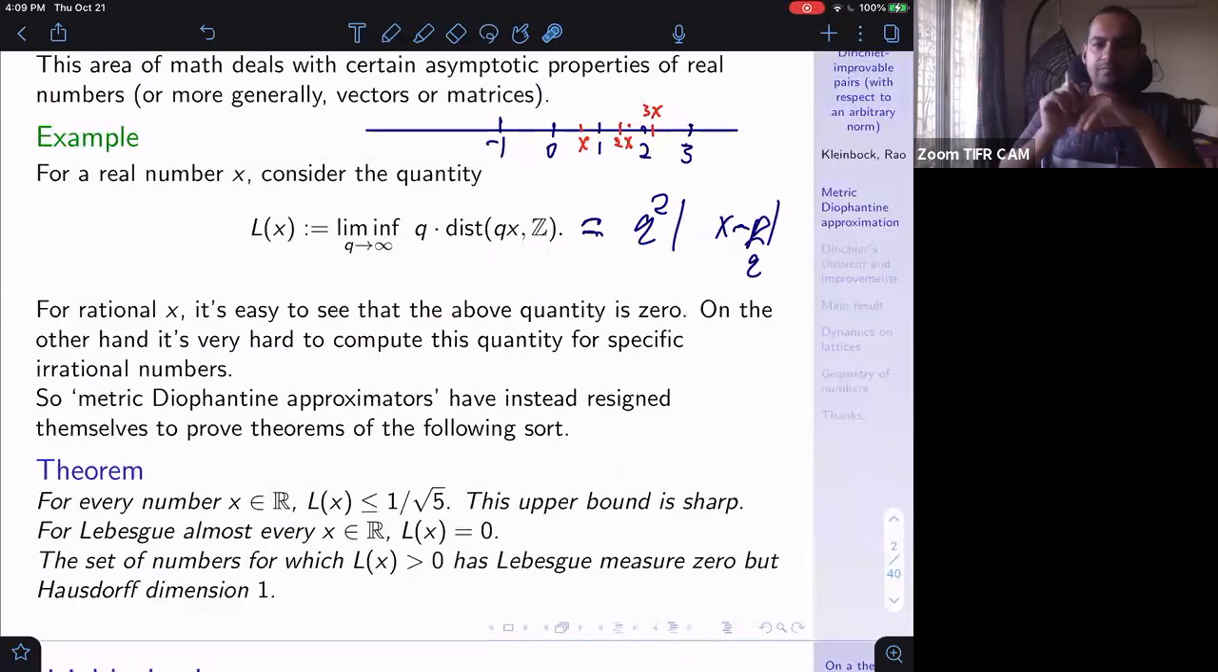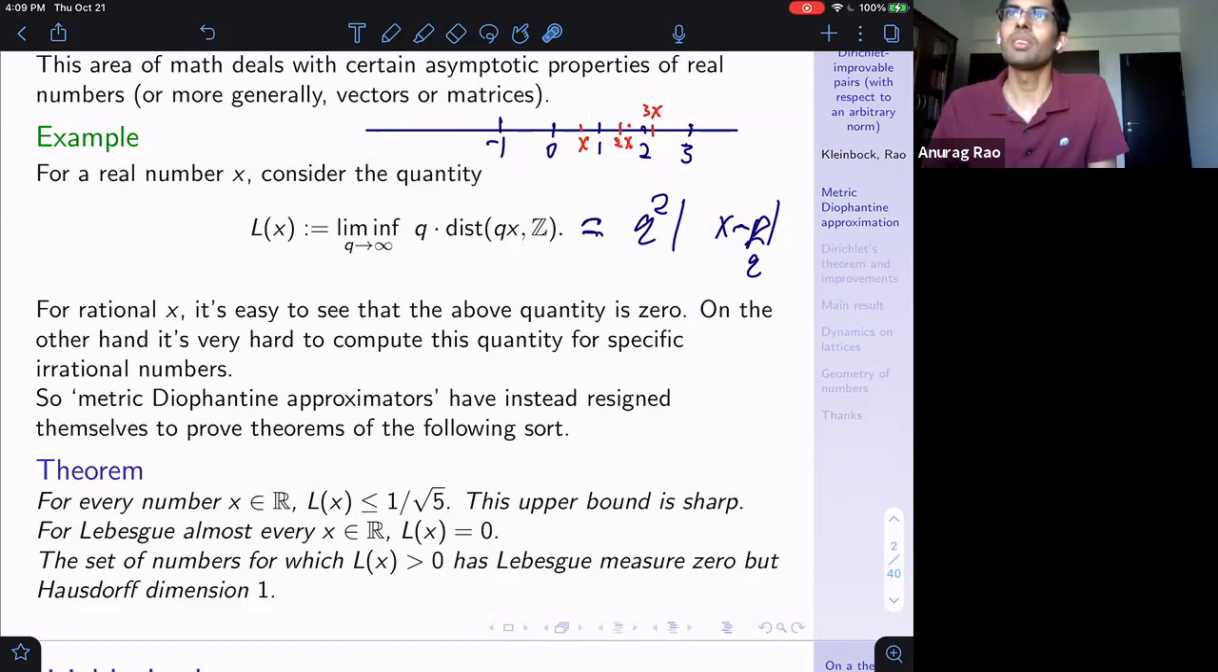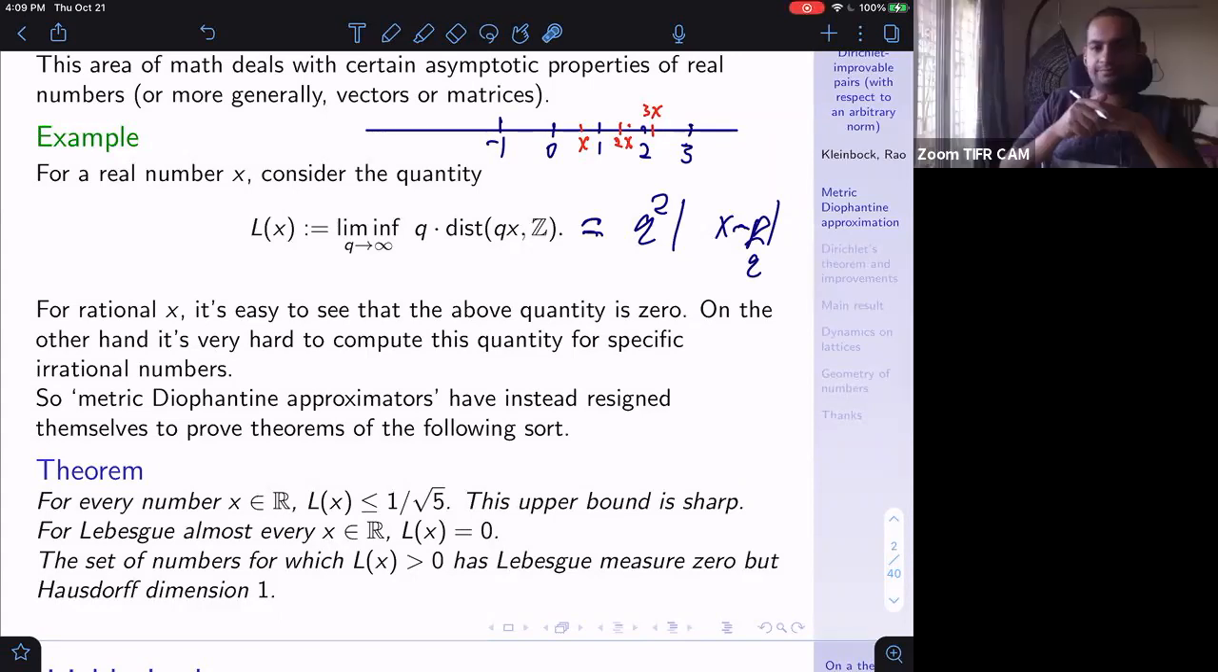Mm-hmm. Right? Okay. Yeah. That's what I wanted to clarify. So 1 over square root 5 probably requires many more arguments, I guess. Yeah, maybe it's very classical, but it is involved. It's well known, but slightly involved. So you can see it by continued fractions or by geometry of numbers. So it's well known, yeah.